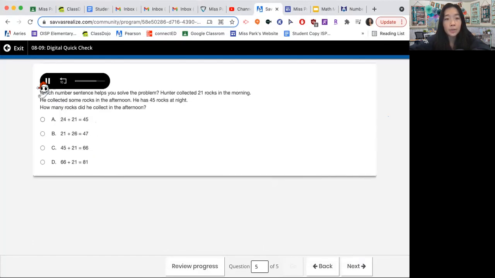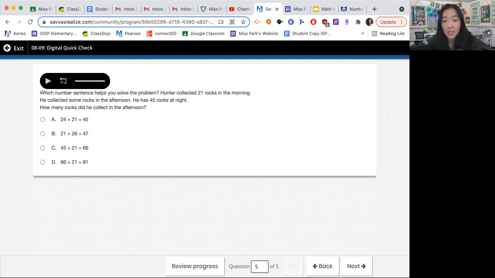Last one. Which number sentence helps you solve the problem? Hunter collected 21 rocks in the morning. He collected some rocks in the afternoon. He has 45 rocks at night. How many rocks did he collect in the afternoon? Okay, now for this one, you have to subtract. Now, there are no subtractions, so we have to figure out what this means.